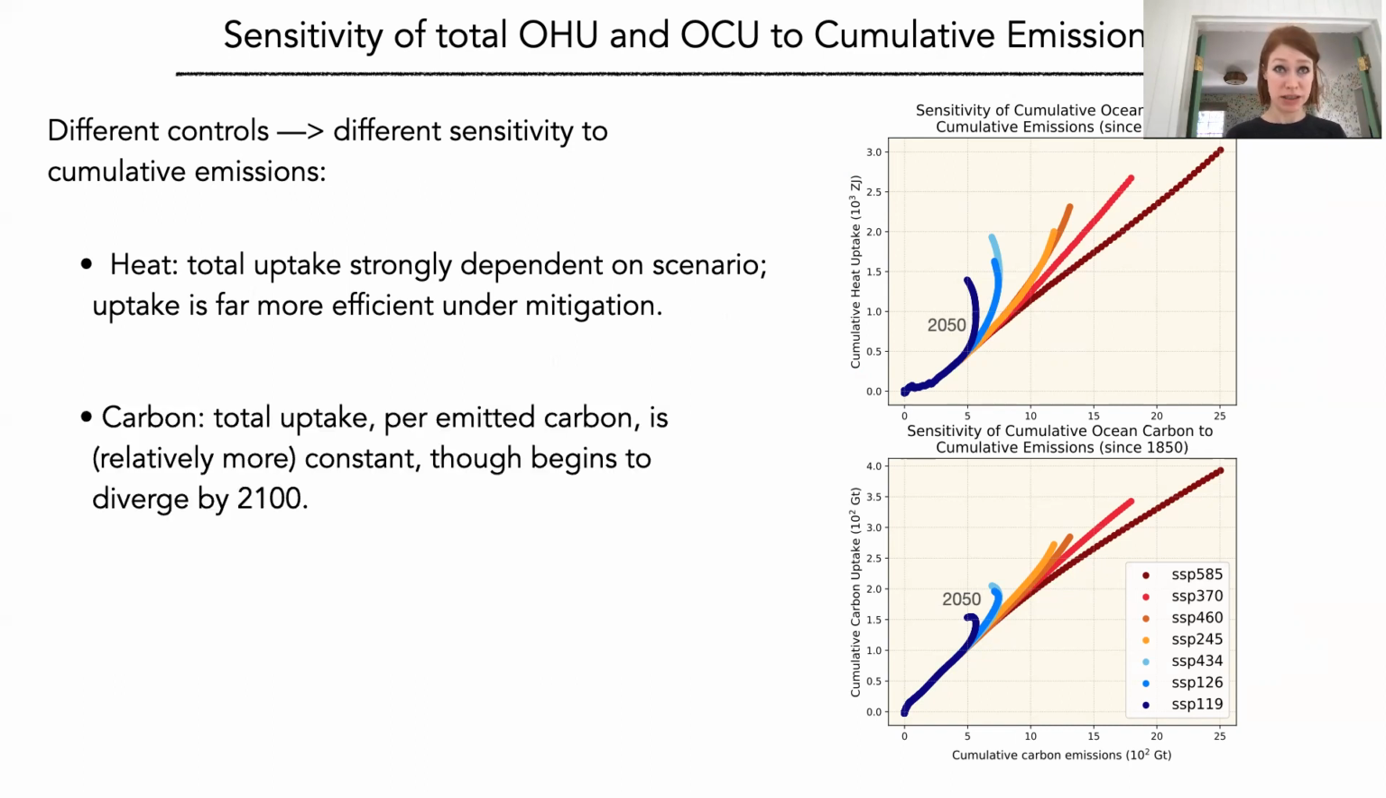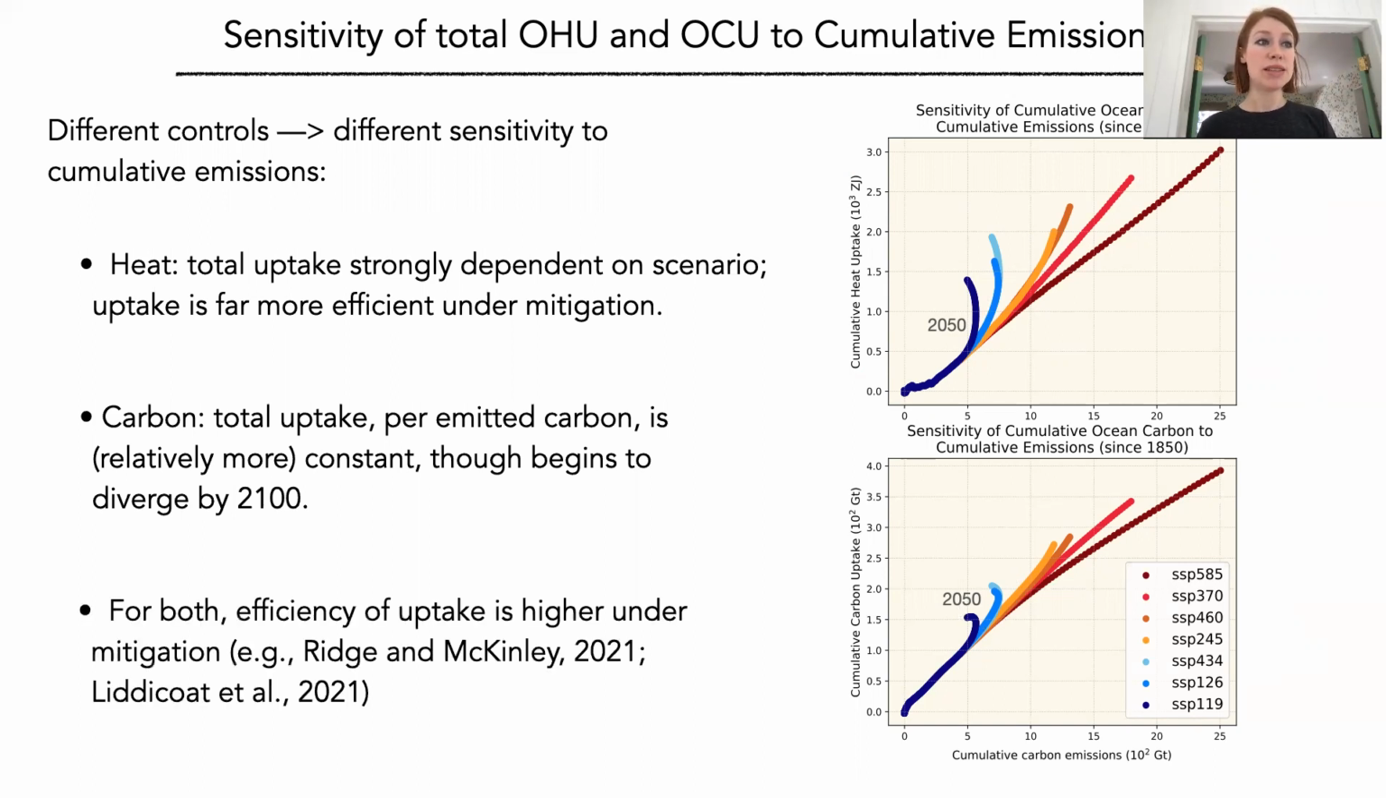For carbon, relative to heat, it's a lot more constant, though like heat, there begins, especially in these lower emission scenarios, to be some curvature. So what we're showing is that in some ways, you could describe this as an efficiency of uptake per unit emitted carbon. For both, it's higher under mitigation, but this is particularly so for heat. And I should mention, this has been discussed in the literature, it's been found before, and is an important thing to keep in mind as we move into the future.